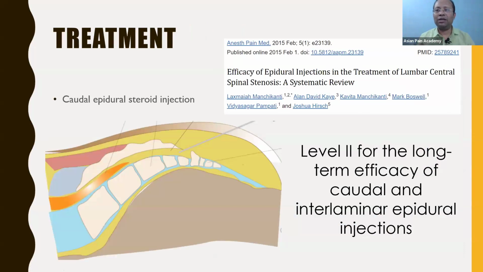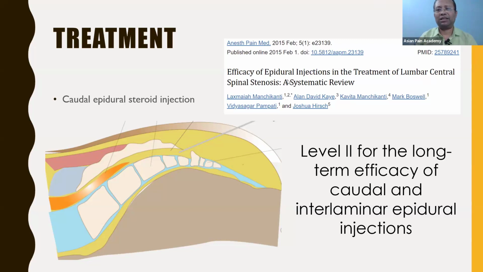So what is the treatment? Here, as I told you, this is not about one root. This is about the whole degeneration area, where it is not about only one root or only one structure. It is about the degenerated facet joint, hypertrophied ligamentum flavum, and even a small amount of listhesis, all these things. So in these cases comes the role of epidural steroid injection.